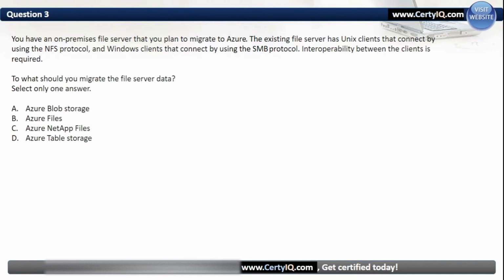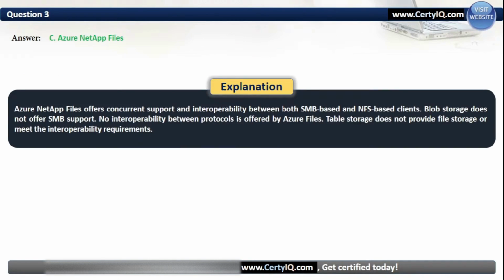Select only one answer. Our options are A. Azure Blob Storage, B. Azure Files, C. Azure NetApp Files, or D. Azure Table Storage. The correct answer is C. Azure NetApp Files. Azure NetApp Files offers concurrent support and interoperability between both SMB-based and NFS-based clients.